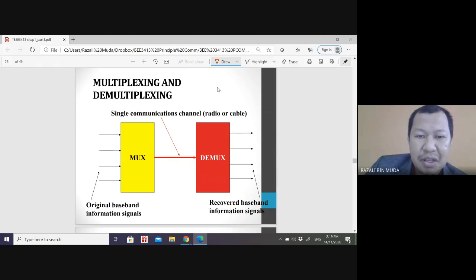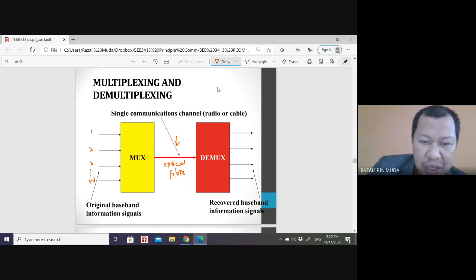So multiplexing and demultiplexing use a single communication channel. For example, this is an optical fiber. You have many baseband signals, say 1, 2, 3, up to N. They go through a multiplexing process so that all these signals can be combined and transmitted through a single channel. In this case, the example is an optical fiber cable.